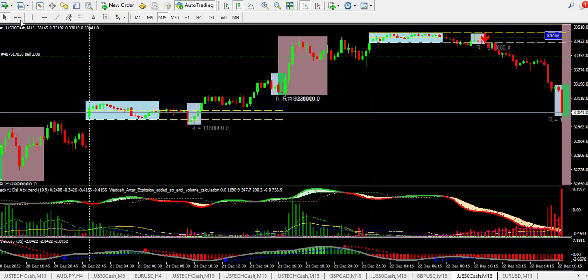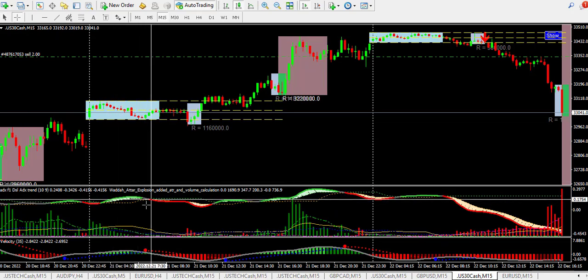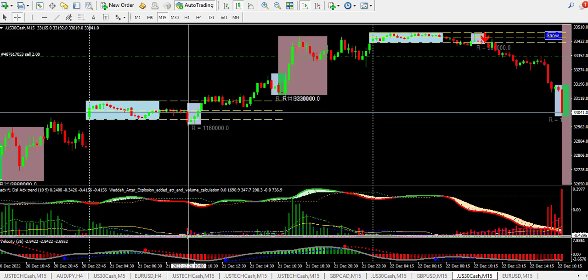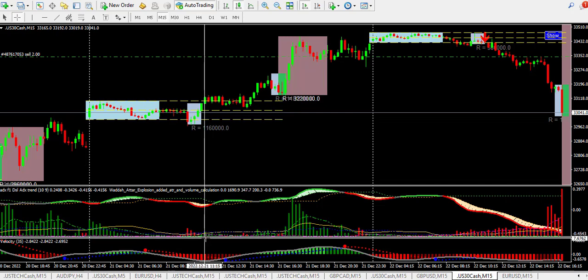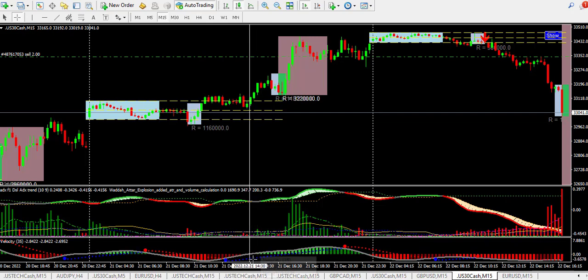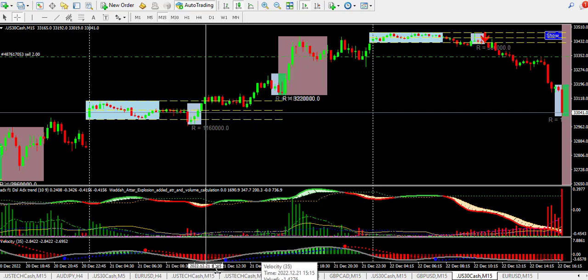This indicator does turn red and green. As you see, red is for sell and green is for buy, and we also have red for sell and green for buy here. And the last indicator, velocity, we have green for buy also, and red for sell.